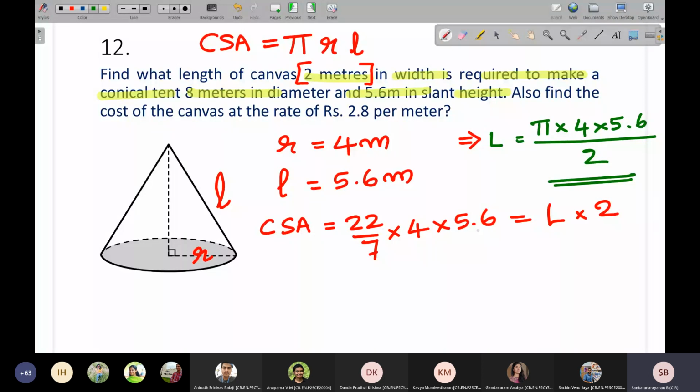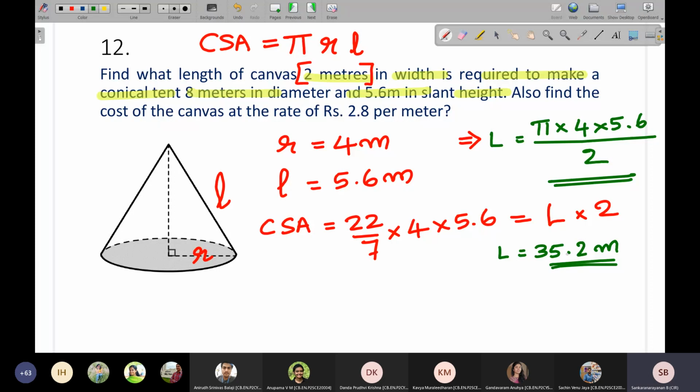From this curved surface area, can you tell me what is the value for L? It will come to 35.2 meters. You are finding the length of this canvas, that is equal to 35.2 meters. So we got one answer.